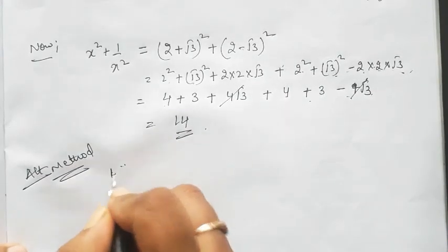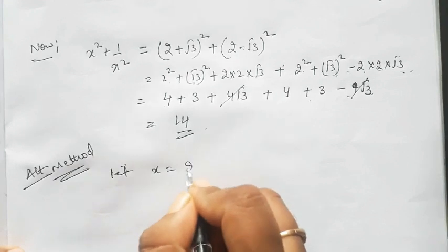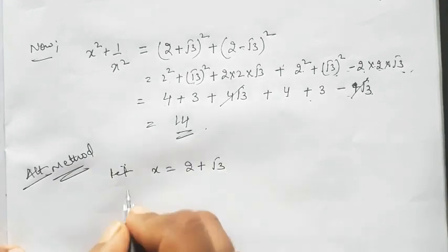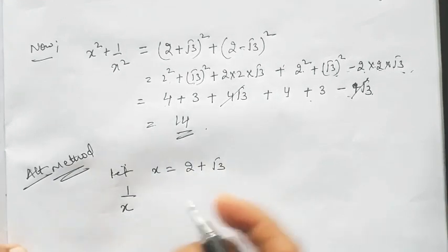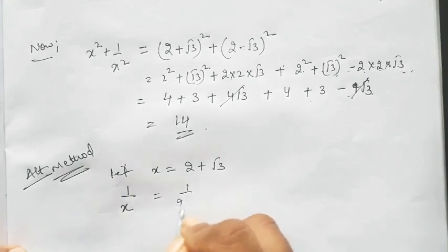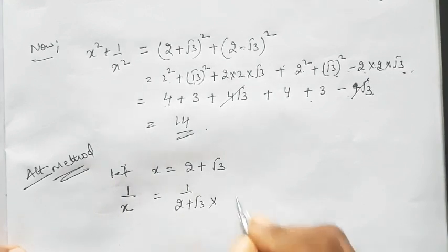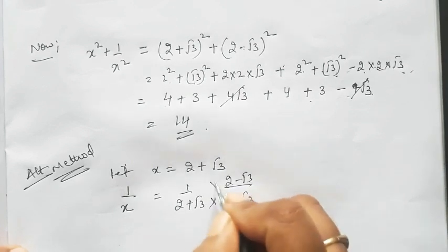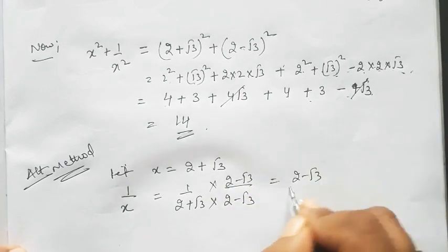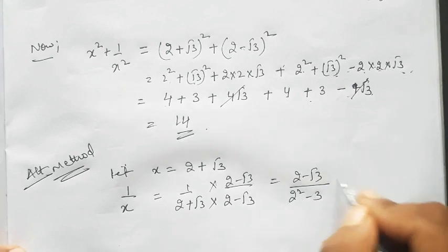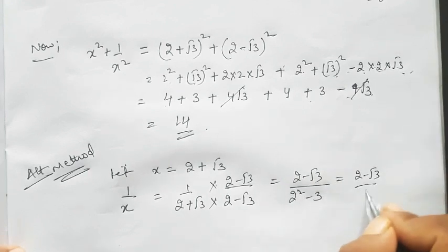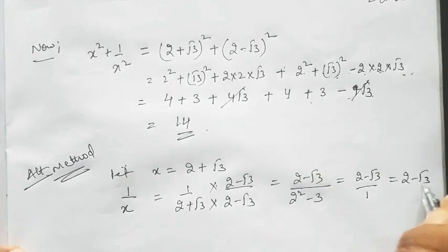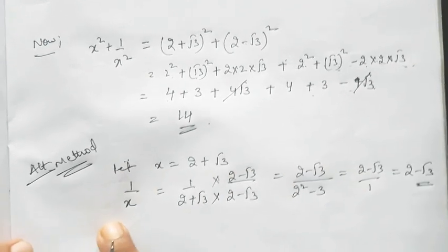Here we go with the alternative method. See here also you take x is equal to 2 plus root 3. Similarly you need to find 1 by x, that is 1 by 2 plus root 3. Rationalize the denominator by the rationalizing factor, here 2 minus root 3. So 2 minus root 3 upon 2 square minus 3, that is 2 minus root 3 upon 1, which is equal to 2 minus root 3. Here we got it. Now the method works.